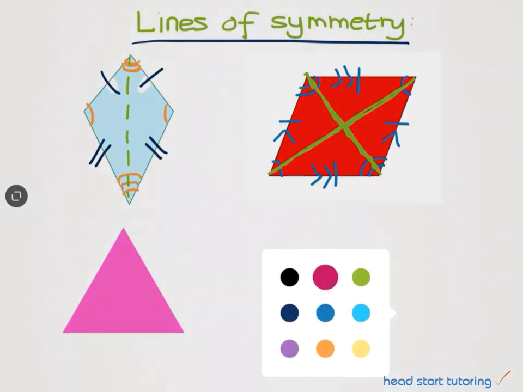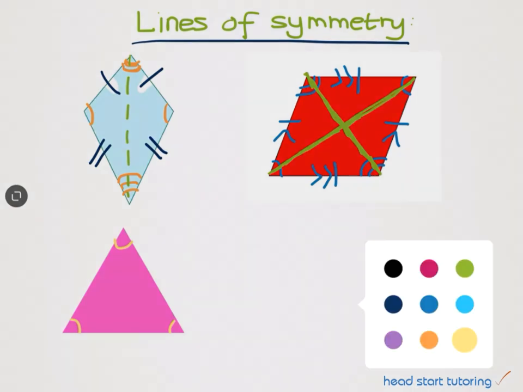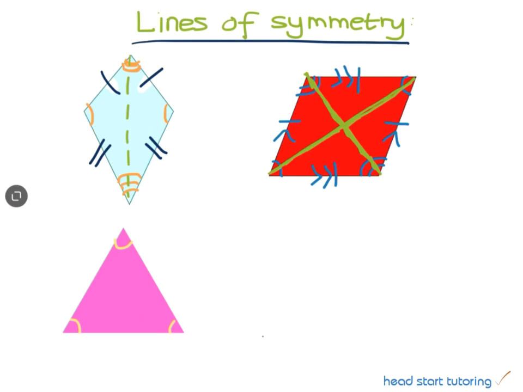Let's now have a look at our equilateral triangle. We know that in an equilateral triangle, all three angles are equal to one another. So we just indicate that by putting one curved line on each of our angles. We know that in an equilateral triangle, all three sides are equal as well, and none of our sides are parallel when we are working with triangles.